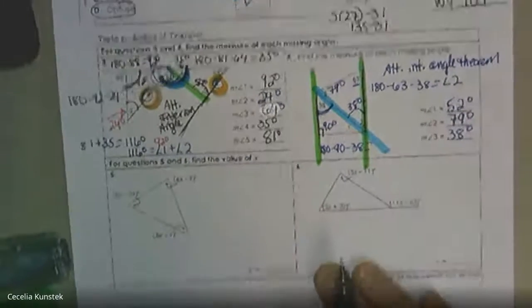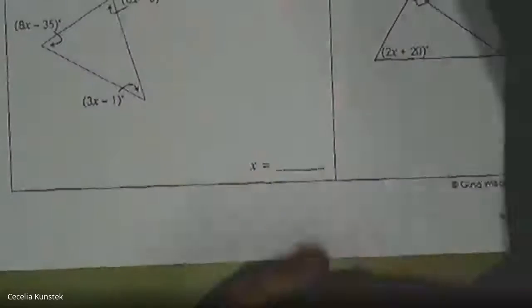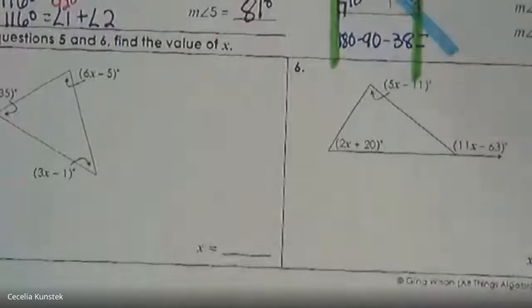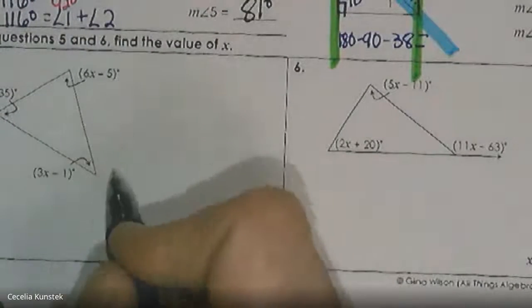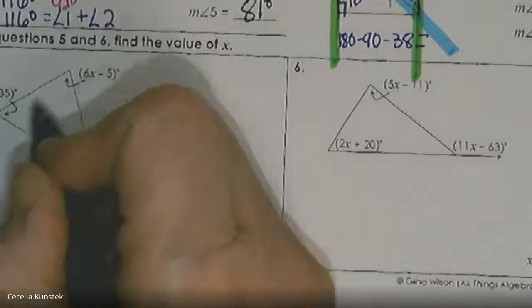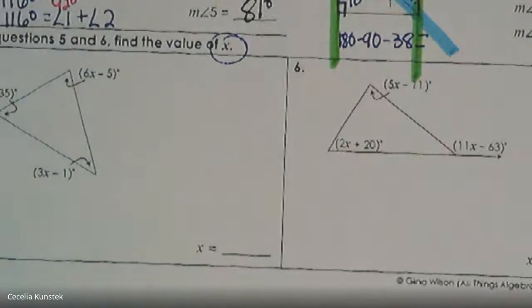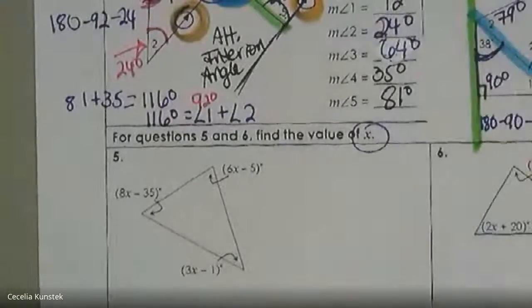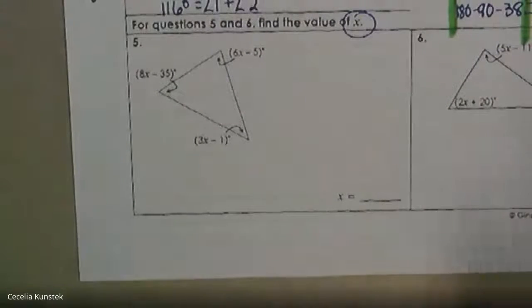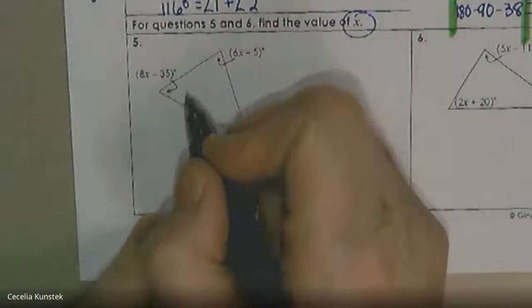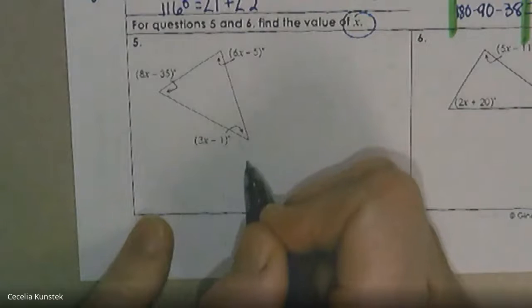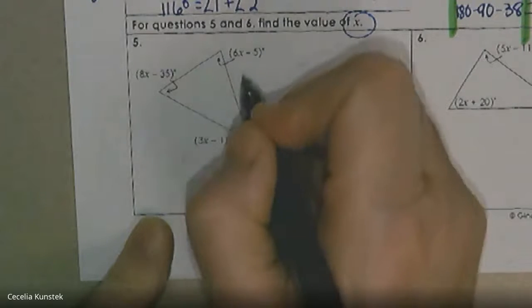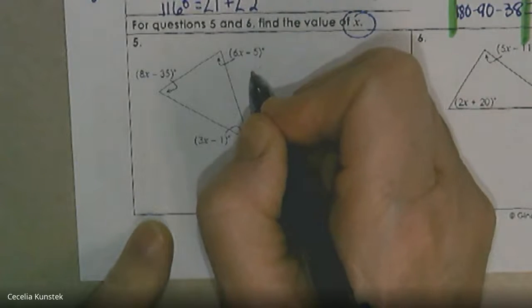So I'm going to move my paper up. And now we can do a little bit of algebra, because don't we love algebra, right? All right, so let's look at this. We have 3 angles. We're going to find x. All we need to do is find x. So let's look at this first one here. Number 5. All of these have to add up to 180 degrees, because that's just the angle sum theorem.